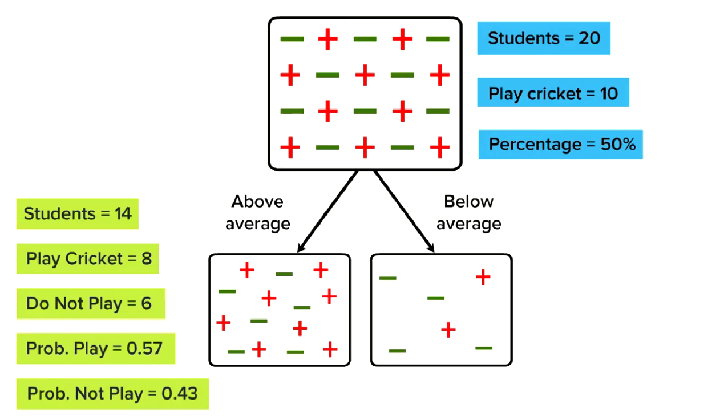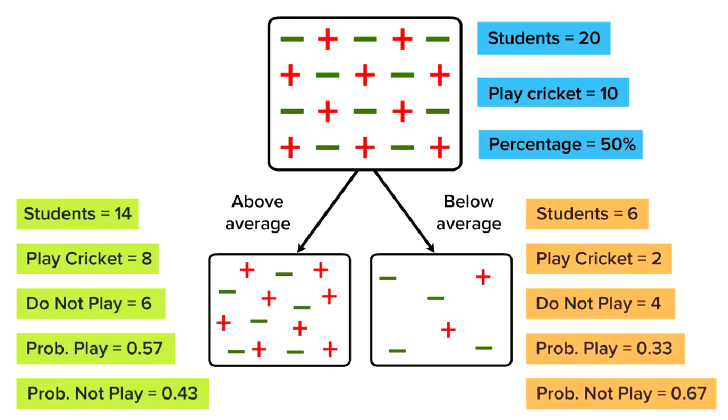Here, for simplicity, note that we are going to round off calculations rather than taking the exact number. Similarly, for below average, the probability of playing is 0.33 and the probability of not playing is 0.67.